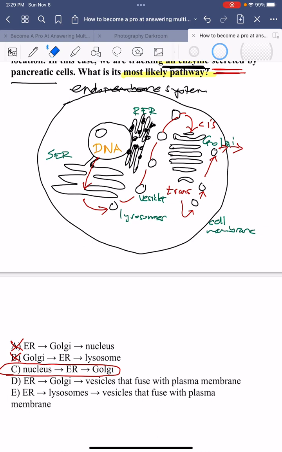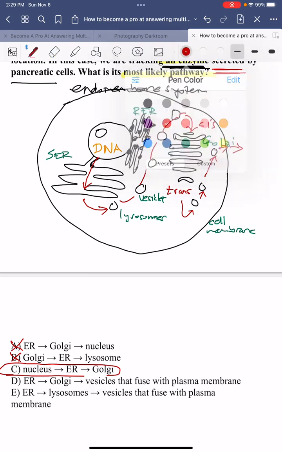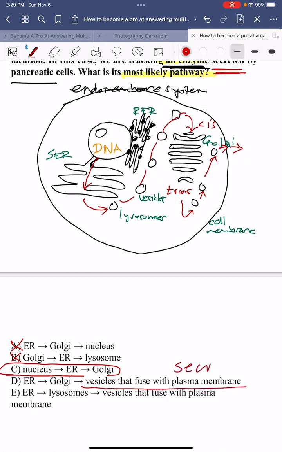It says D, ER, Golgi, vesicles that fuse with the plasma membrane. So let's see. This includes some information about the vesicles fusing with the plasma membrane, and this we didn't see before, and that's important because that tells us that it is being secreted, right? If it's going to fuse with the plasma membrane, it's going to go out of the cell. Secreted means to be released out of the cell. So maybe we do have this as a possible answer option, right? So we could circle that one. Maybe it is this one.